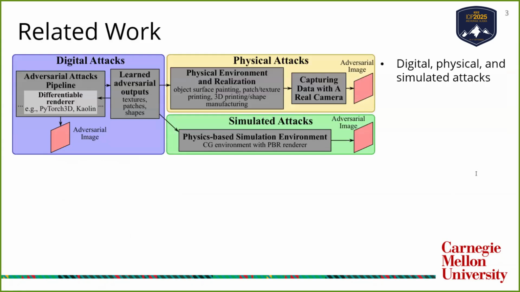There are three main types of adversarial attacks. Digital attacks make tiny, often imperceptible changes directly to image pixels. Physical attacks modify real-world objects to fool detectors. Simulated attacks involve visible changes tested in virtual environments. Our work focuses on simulated attacks, applying realistic and physically plausible modifications in a high-fidelity simulation.